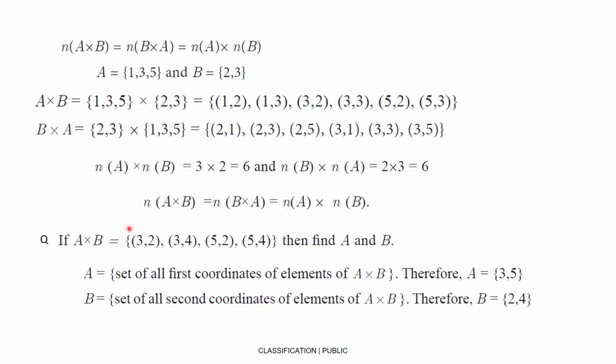Okay, next question. If A cross B equals {(3, 2), (3, 4), (5, 2), (5, 4)}, find A and B. What is A? Here the first element, and 2 is the second element. So A is {3, 5}. You don't repeat the same number. So A is {3, 5} and B is {2, 4}. Okay.